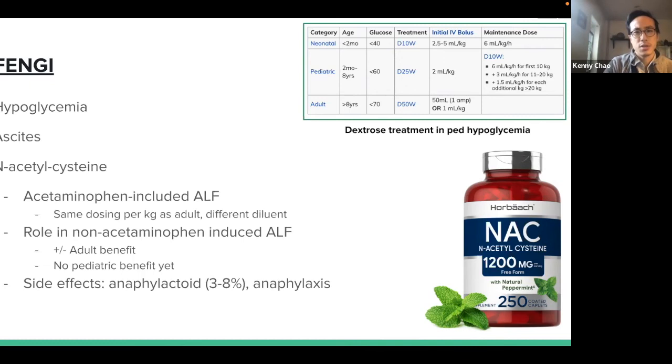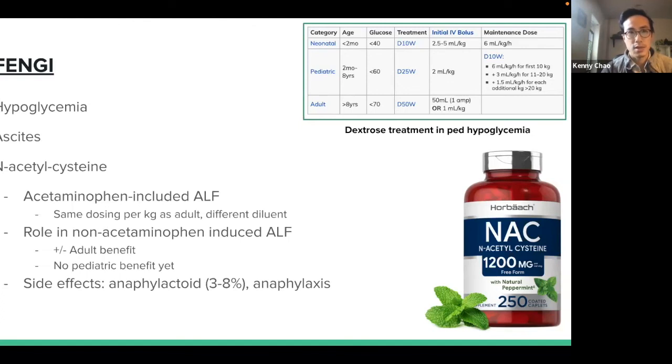When I was in the ICU, they started using NAC for non-Tylenol induced acute liver failure. Some studies have shown some benefits, but overall it hasn't really been shown to improve mortality for all patients, just the ones that have fairly low-grade hepatic encephalopathy and early liver disease. So it's not indicated for all adult patients.